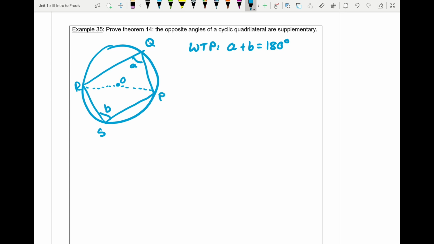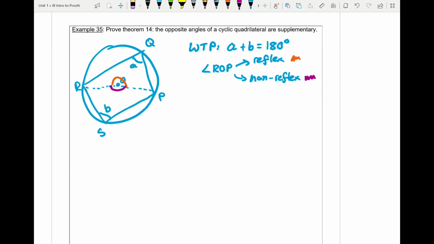So what we can see here is we've got 2 different angles of ROP. We have the reflex angle and the non-reflex angle. So I'm going to label my reflex angle in orange. That's going to be this angle up here. And I'm going to label my non-reflex angle in purple. So that's this angle down here. Now, both of these are subtended by different arcs of R to P. So we've got the arc RSP and we've got the arc RQP.